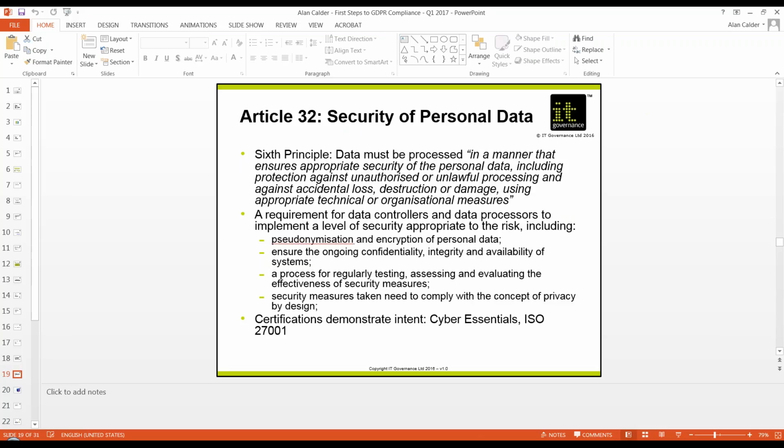The sixth principle deals with the requirement that personal information should be processed securely, should be protected against unauthorized processing and against accidental loss, destruction or damage. That applies to both data controllers and data processors. It doesn't mean you have to apply security perfectly. It means it has to be appropriate to the risk.